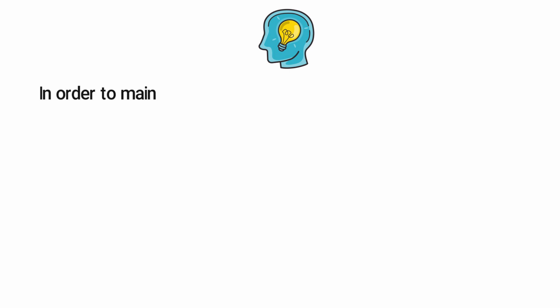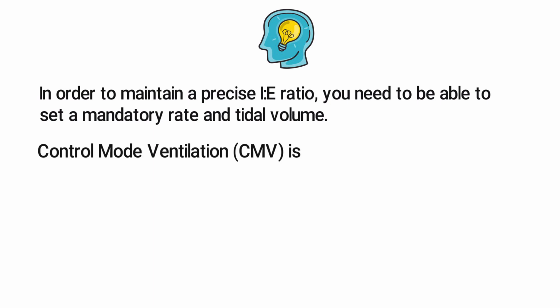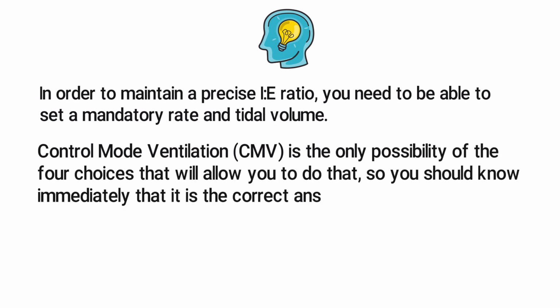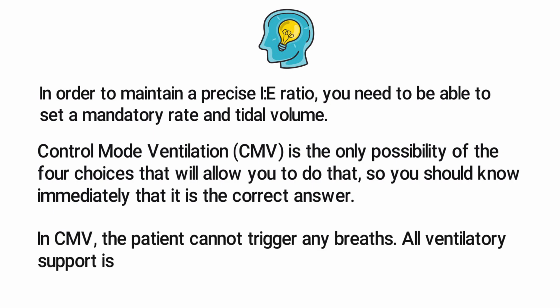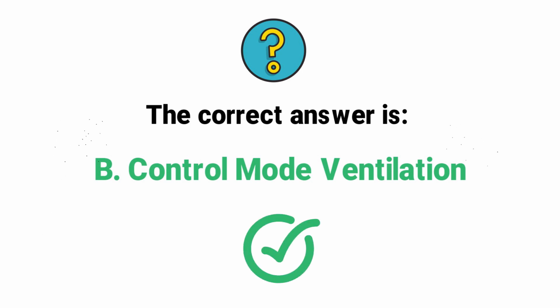In order to maintain a precise I-E ratio, you need to be able to set a mandatory rate and tidal volume. Control mode ventilation is the only possibility of the 4 choices that will allow you to do that. So, you should know immediately that it is the correct answer. In CMV, the patient cannot trigger any breaths. All ventilatory support is provided by the machine. And, as we stated, it can't be any of the other answer choices. So, you know that the correct answer has to be B, control mode ventilation.